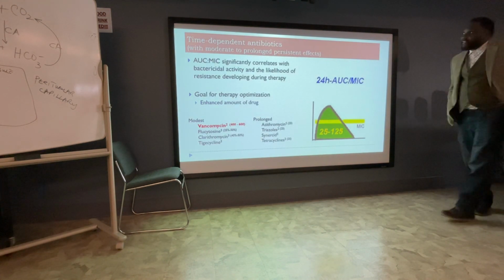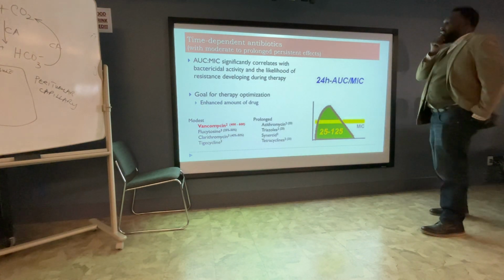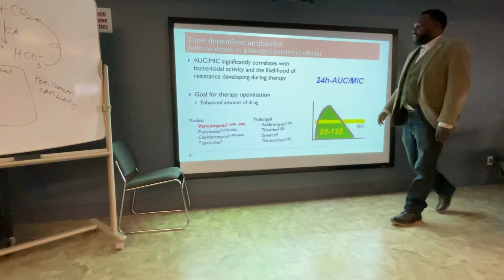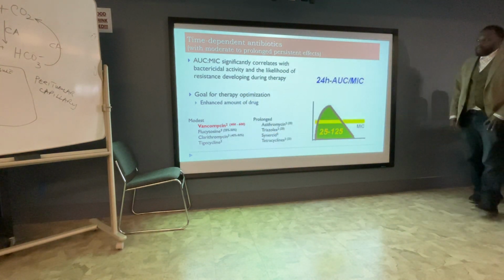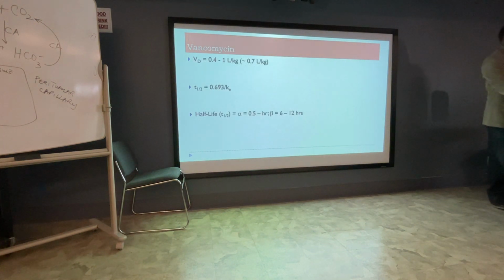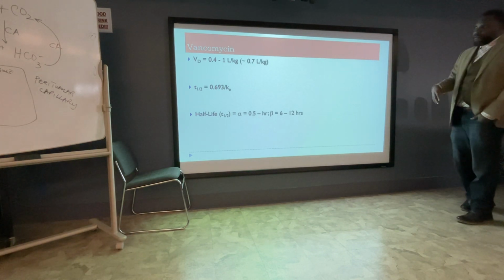What about that second category? Remember I said AUC to MIC is the one that's important. So it's the amount of drug. That's your goal of optimization, the amount of drug that we're going to use. This is the profile that we've been using. Of course, I've been giving you that information.